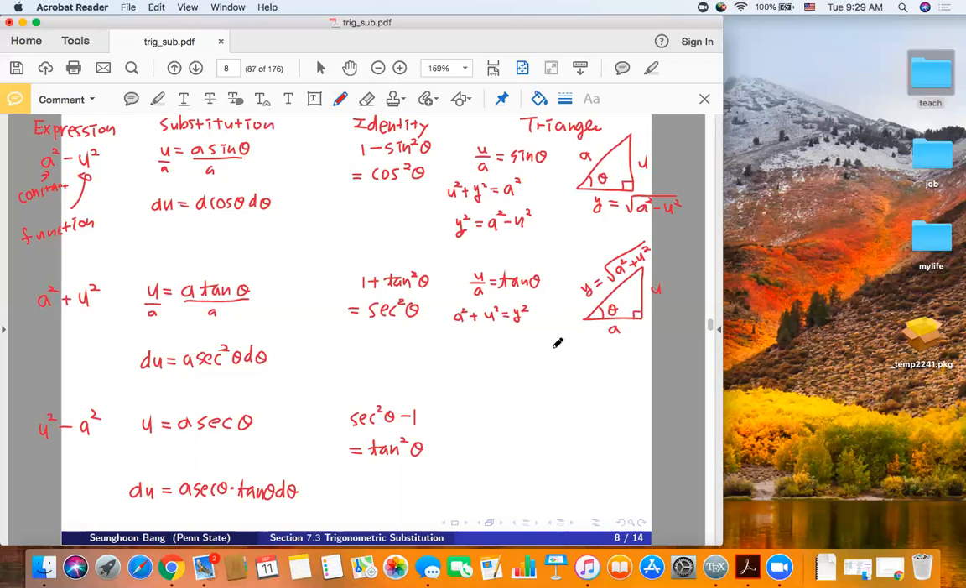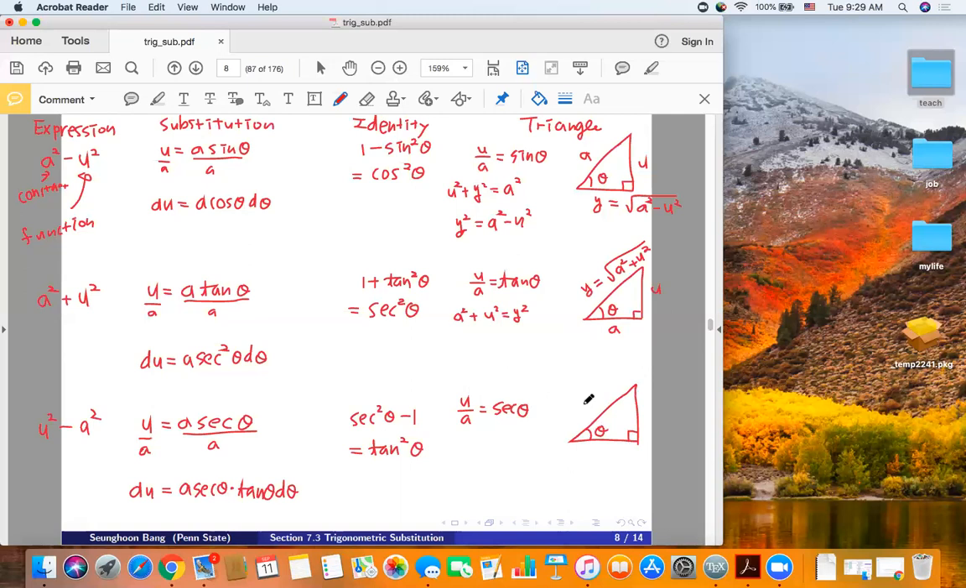The next one, last one, divide by a. So what's that? The u over a is secant theta. Secant theta, same. You can draw a triangle, like this, with angle theta. Do you remember what the definition of secant theta is?